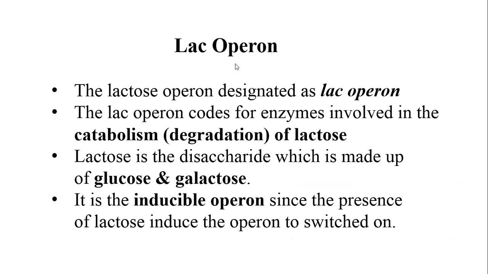Now we will describe the lac operon. What is the lac operon? When Escherichia coli uses lactose as a source of carbon, the enzymes required for the use of lactose as a carbon source are only synthesized when lactose is available as the sole carbon source. So, the lactose operon is designated as the lac operon. The lac operon codes for enzymes involved in the catabolism or degradation of lactose. Lactose is a disaccharide made up of glucose and galactose. It is an inducible operon system, since the presence of lactose induces the operon to switch on.